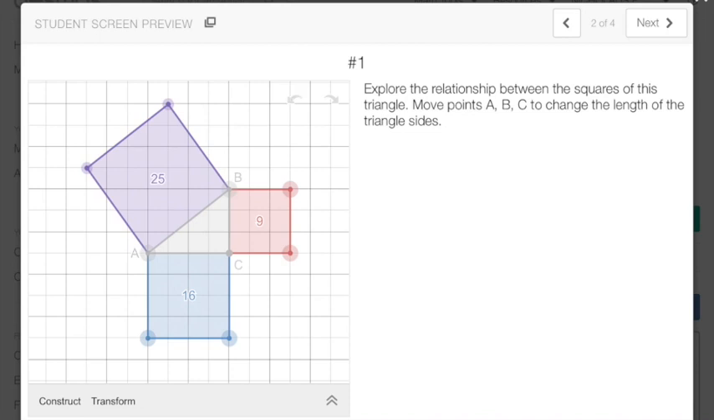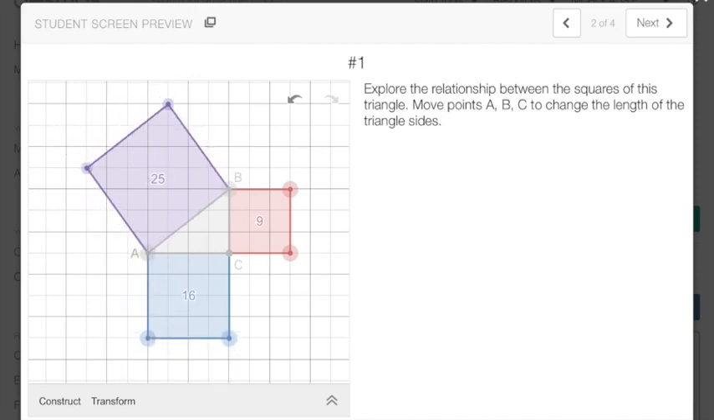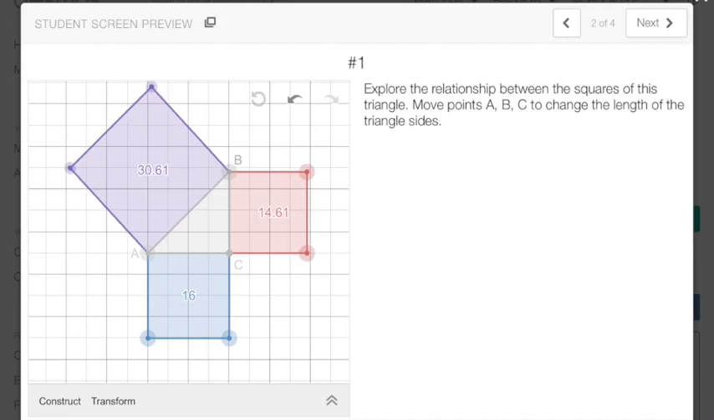And you'll get a chance to play and kind of explore this in our Desmos activity this week. But as you can see on my screen, as I move these lengths and make these squares bigger, that in turn makes the hypotenuse square bigger. And they always, always, always equal each other, the squares on a right triangle.